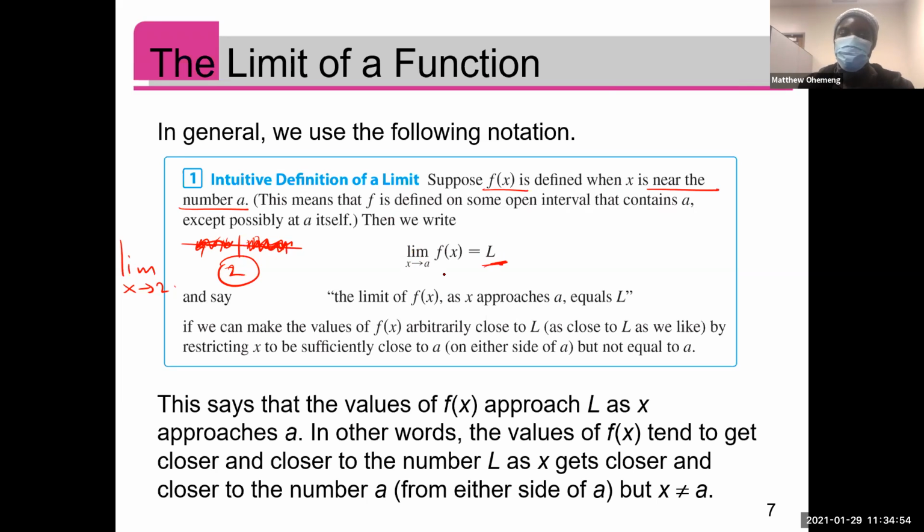So we write the limit as s approaches a of f of s is equal to L. You read it as the limit of f of s as s approaches a equals L. That's the same thing. Now, when do we say this is true? If we can make values of f of s arbitrarily close to L by restricting s to be sufficiently close to a on either side, but not equal to a. It's not necessarily defined at a. You're looking at near, in the neighborhood, so some open interval containing a. Okay, please, any questions on this? So that's the definition.